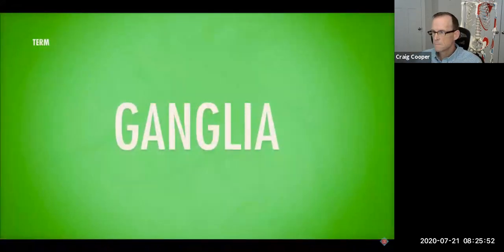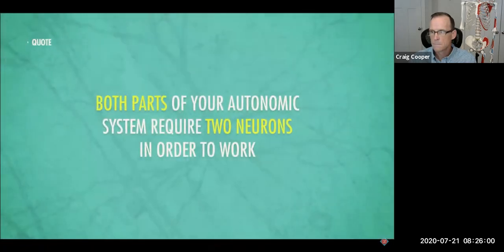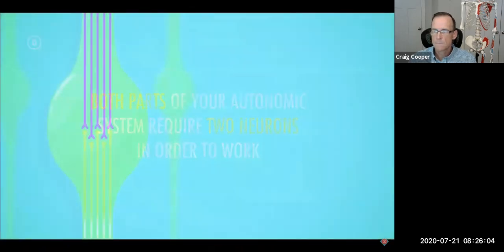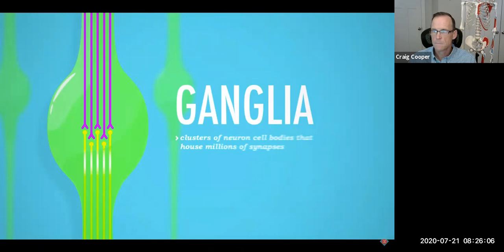Their ganglia. Unlike your sensory or motor neurons, where a single axon can reach all the way from your spinal cord to whatever muscle or touch receptor it works with, both parts of your autonomic system require two neurons in order to work. And those two neurons meet in ganglia, clusters of neuron cell bodies that house millions of synapses. But where these ganglia appear relates to their function and which division of the autonomic system they're serving.